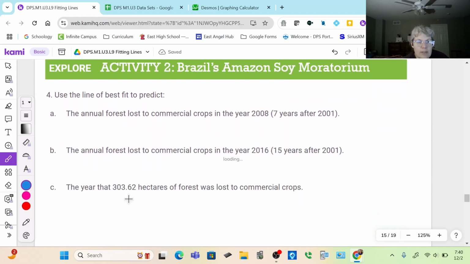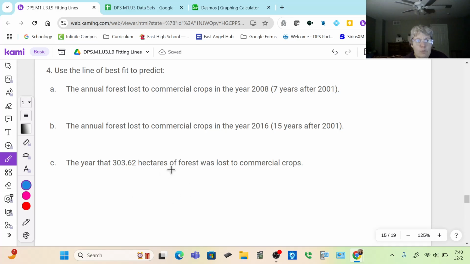When we take a look at number 4, we're going to use our line of best fit to make some predictions. So I'm going to go through A, B, and C here, but I'm going to go back to Desmos to do this. But I just want to point out we're going to do this for 2008, which is 7 years after 2001, and then we're going to do it again for 2016, which is 15 years after 2001.